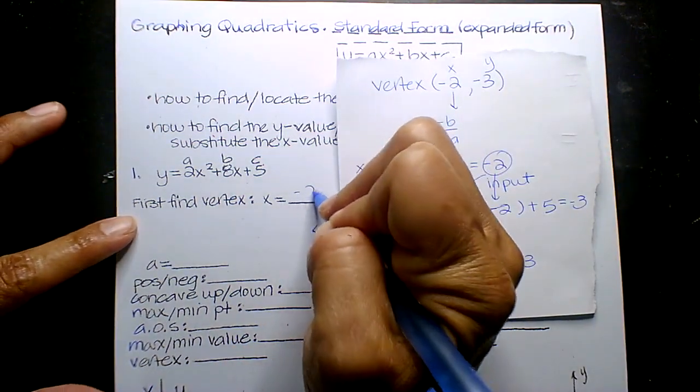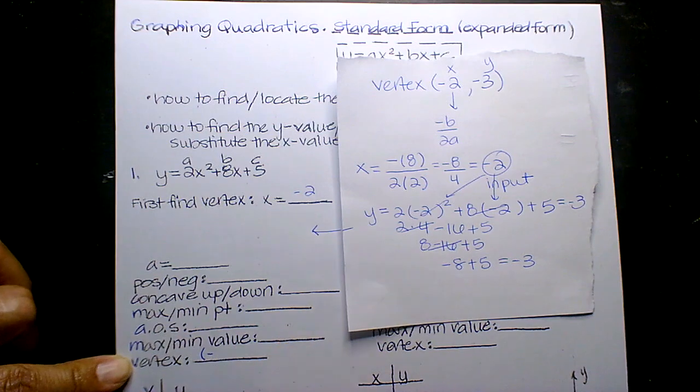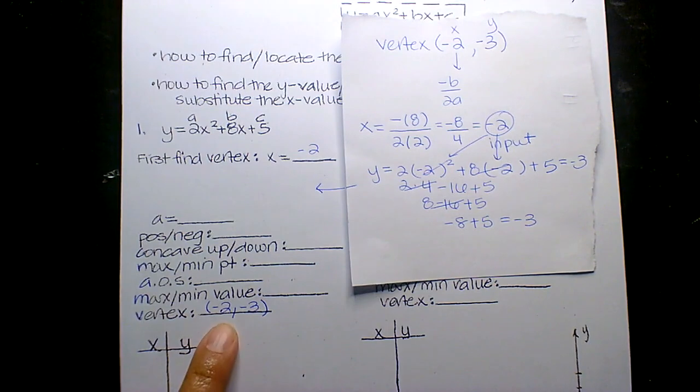So this was negative 2. Where's the vertex? Oh, it's way down here. Can you see it? Negative 2, negative 3. Here's the vertex, you guys.